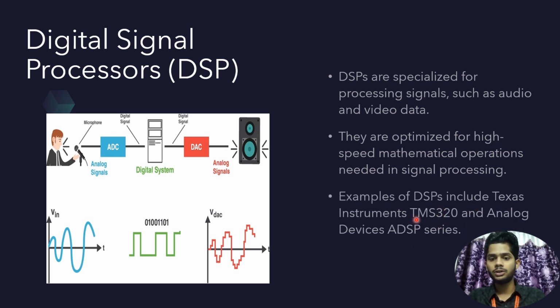These include the Texas Instruments TMS320, which is a model of the processor, and the Analog Devices ADSP series. So these are the series of processors that are used in instruments or systems. First is Texas Instruments, whose series is TMS320, and Analog Devices, the ADSP series.